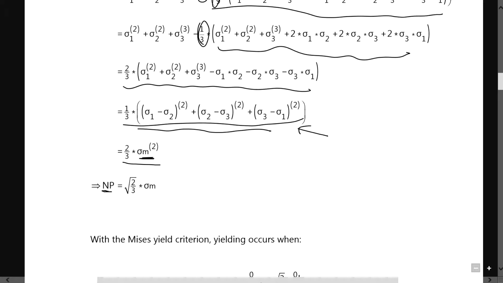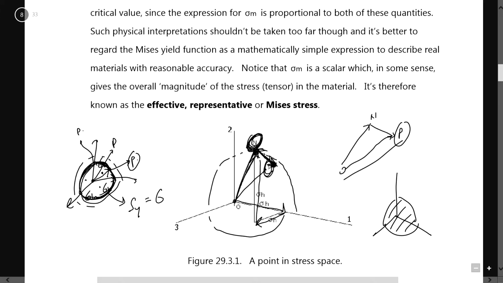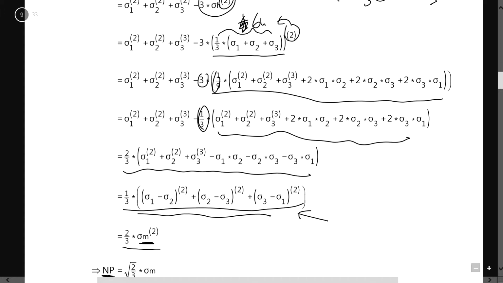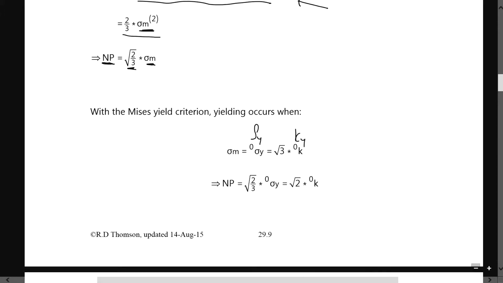And eventually you'll derive that your MP, from this point, the criteria point to whatever point that you want, is equal to square root 2/3 times your Von Mises. In the previous part, we said that sigma m, the Von Mises, is equal to your U strength, which is equal to square root 3 ky. This OK is in fact ky in the text. And therefore we can simply sub your Von Mises over here as square root 3 times ky, since we know that Von Mises is equal to this thing.